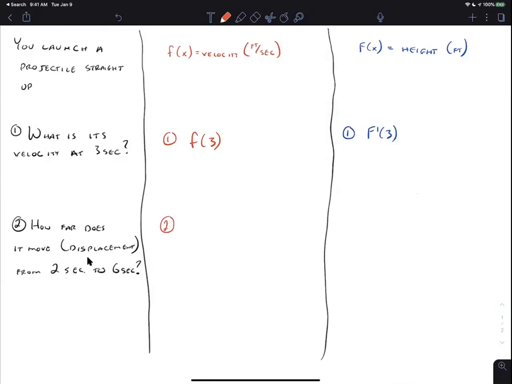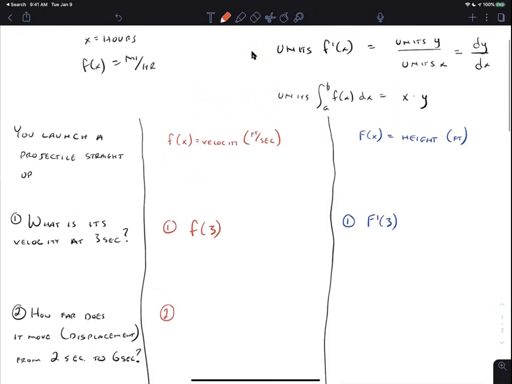Feet. It'd be 100 feet. And I'm making up 100. It's probably not 100, but it's 100 feet. Does everybody get that? Because it's saying how far does it go? So in this scenario, that would be feet. Okay, so if this function gives you feet per second, how can we use that to get feet?